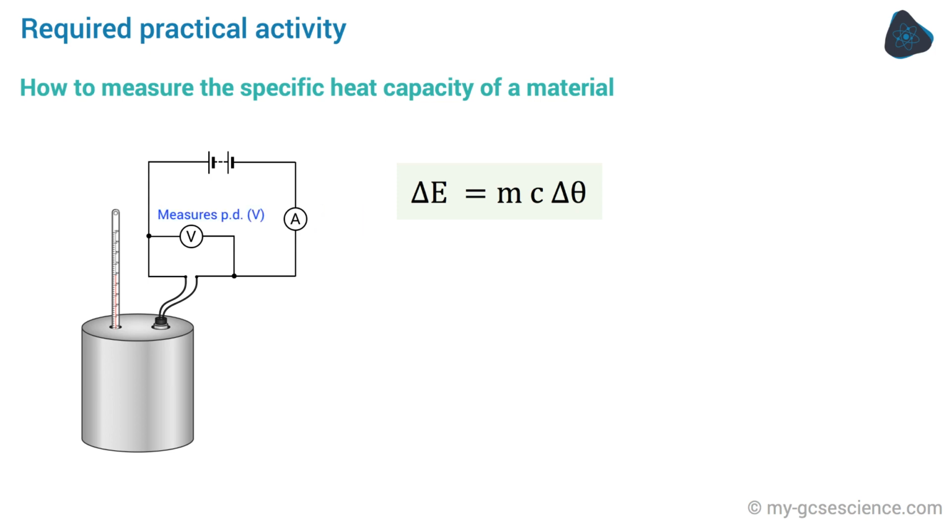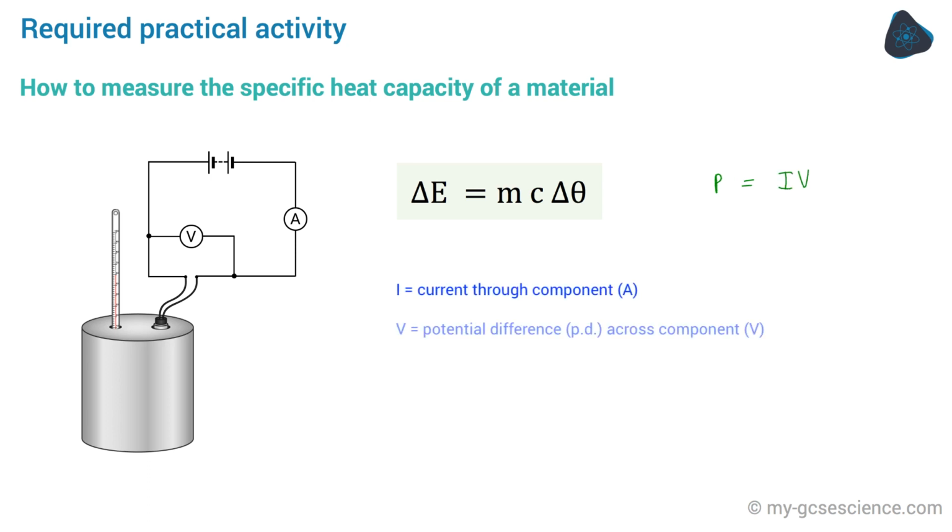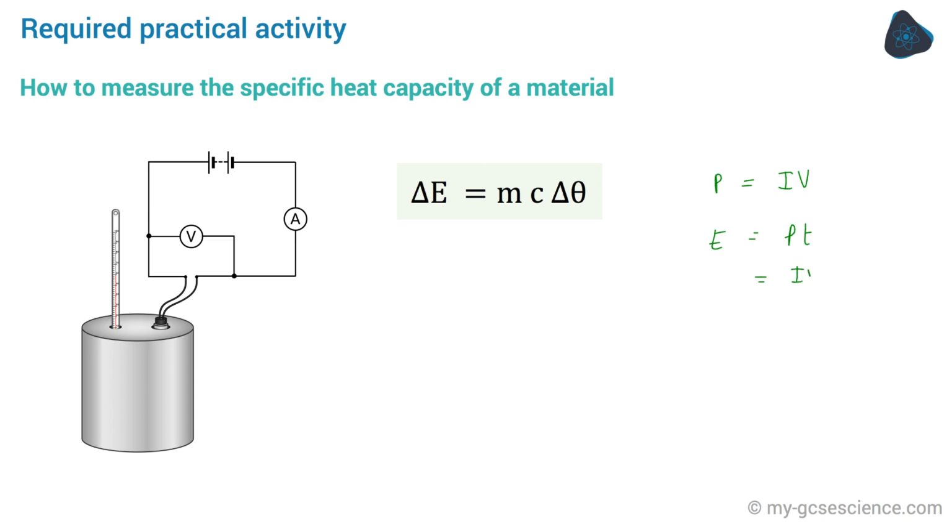When we get to the electricity section, we'll see that the equation for the electrical power transferred to a component looks like this. P equals IV, where I is the current through and V is the PD across the component. That means that the electrical energy transferred, which is just power times time, becomes IVT. That means that for this experiment, our specific heat capacity equation ends up looking like this.